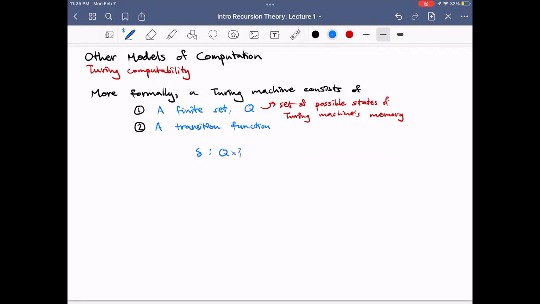So it takes the contents of the Turing machine's memory and the contents of the current square, which could be 0 or 1 or blank, and it tells us what the Turing machine should do at the next step. So first, what the Turing machine's new memory state will be, and second, what action the Turing machine will take. Some of the possible actions are: it could move to the right, move to the left, or replace the contents of the current square with a 0, with a 1, or with a blank.